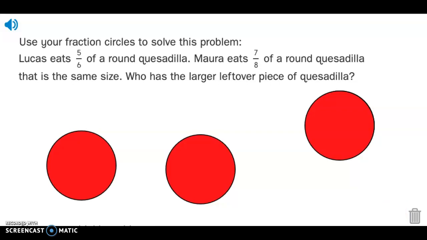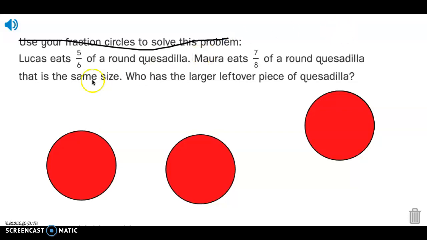All right, people, this is 7-10 math message. This is not in your journal pages, so grab out a separate sheet of paper and we're going to draw our fraction circles today. It says use your fraction circles to solve the problem. Remember, we are just going to draw these on a separate piece of paper.